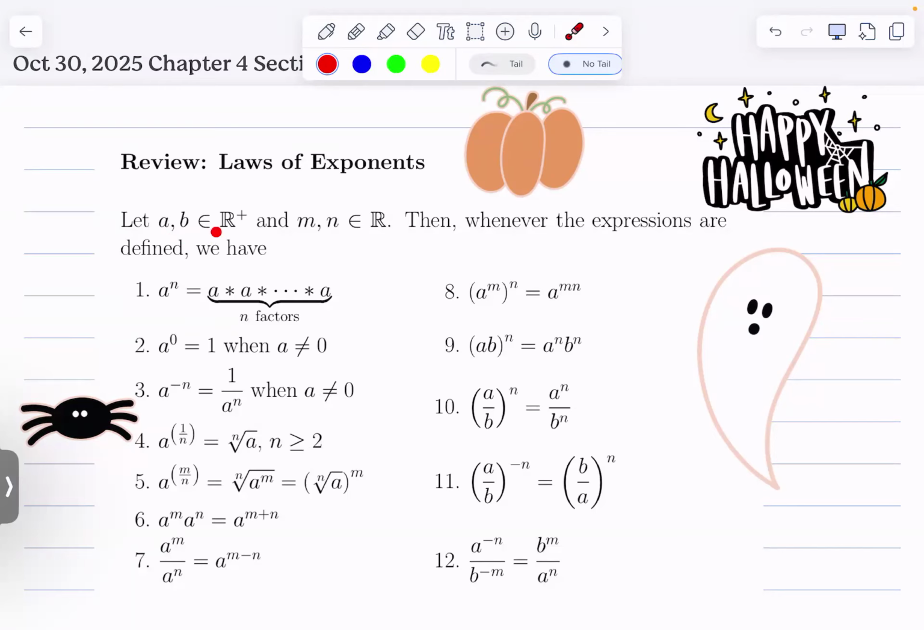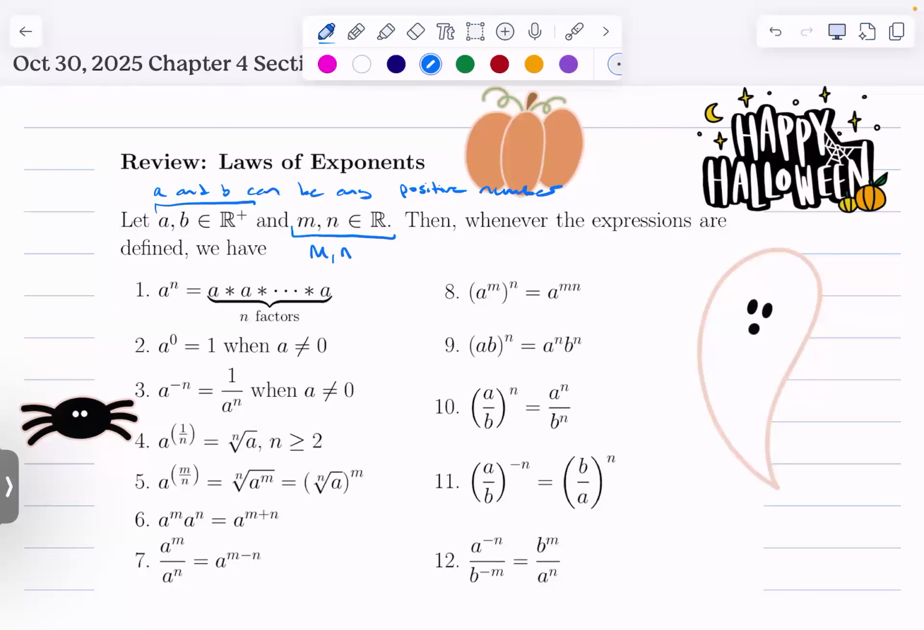be in the set of real numbers, which is really just any number that you want, any number that you can think of. And so here, really what this is saying is that, sorry, in the set of positive real numbers, A and B can be any positive number. And M and N are in the set of real numbers, which means that they can be any number.